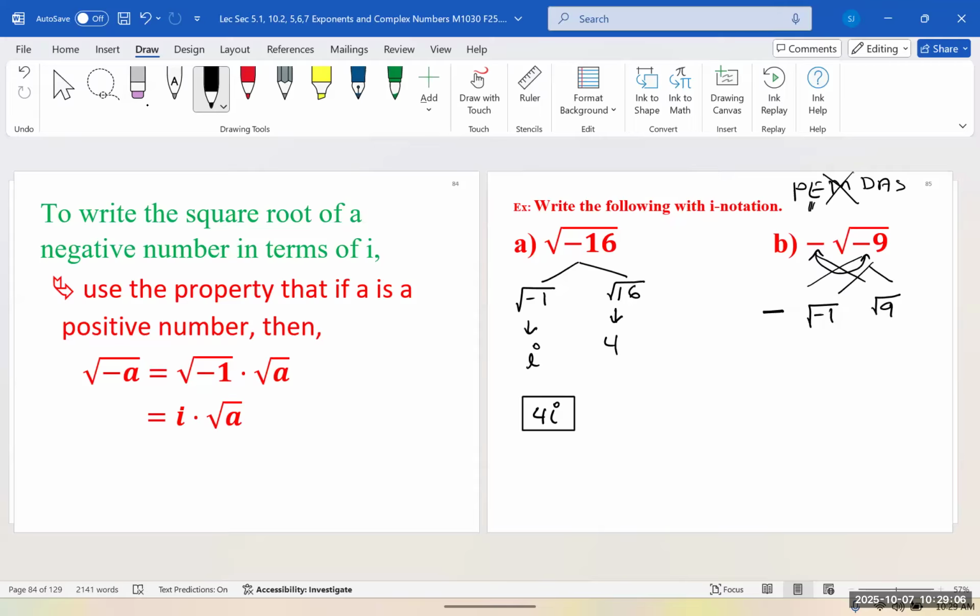So what do we have? What do we get? Negative, and what is the square root of -1? What do we get from here, guys? I. And how about the square root of 9? 3. So what is our final answer? -3I. The same thing, we just switch the order.